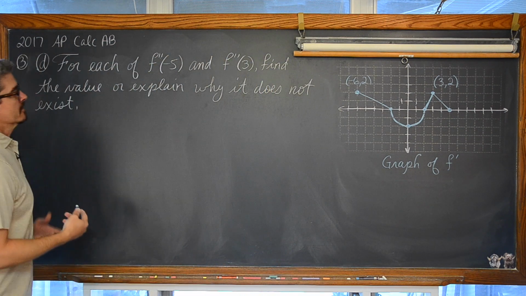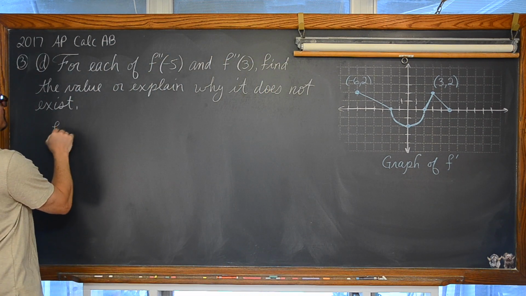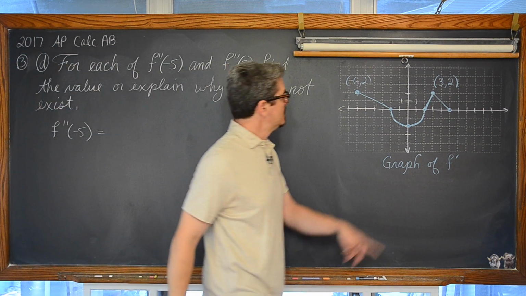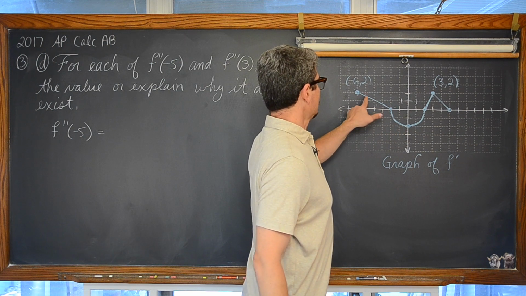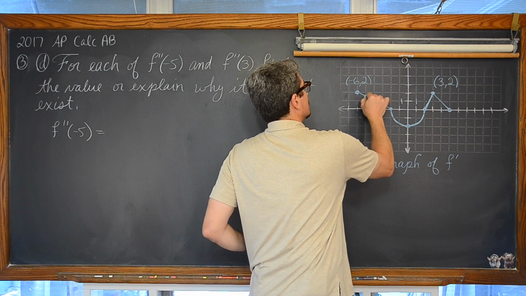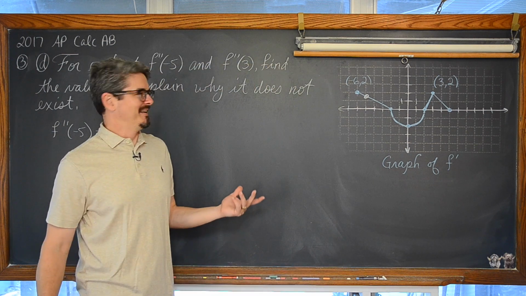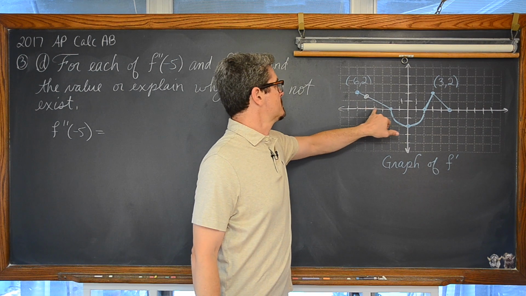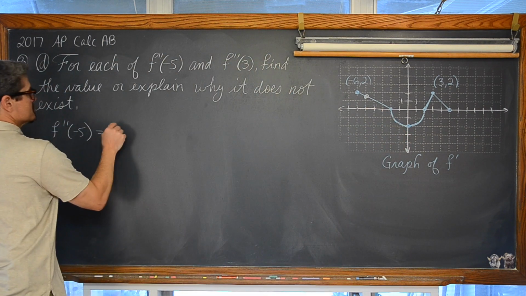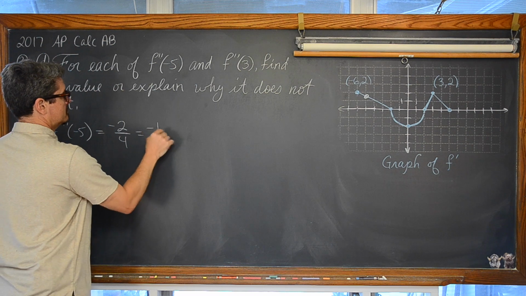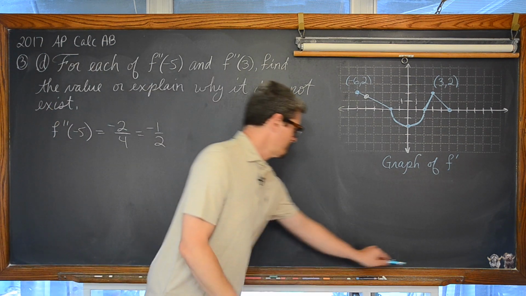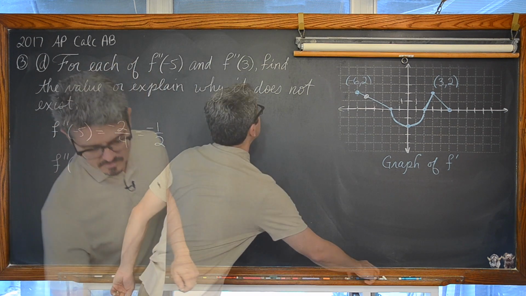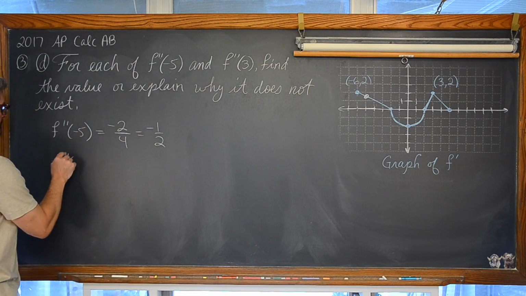Okay, well, let's see here. We've got f double prime of negative 5 is equal to 1, 2, 3, 4, 5. We're looking at basically, we're in the middle of a line segment. We know how to find the slope of a line. It's rise over run. It's down 2 over 1, 2, 3, 4. So it's down 2 over 4, or negative 1/2. Okay, not too bad.